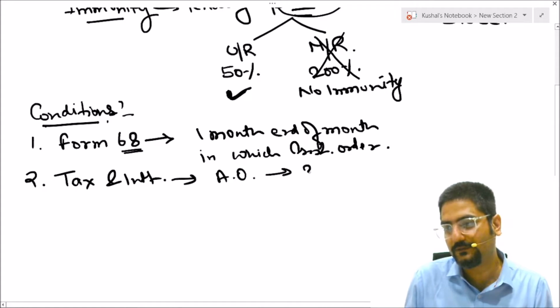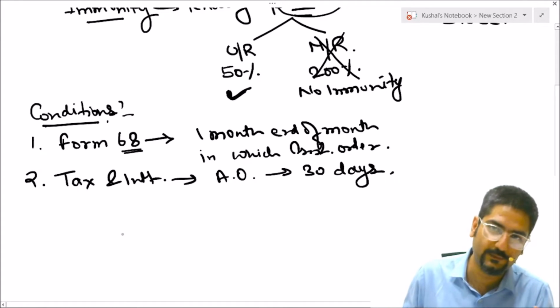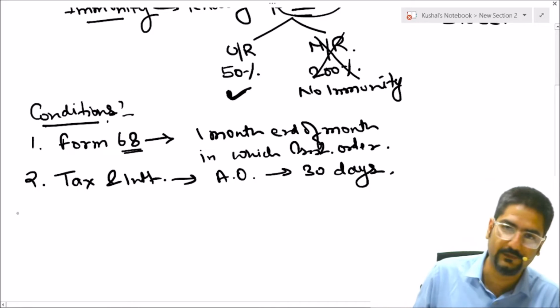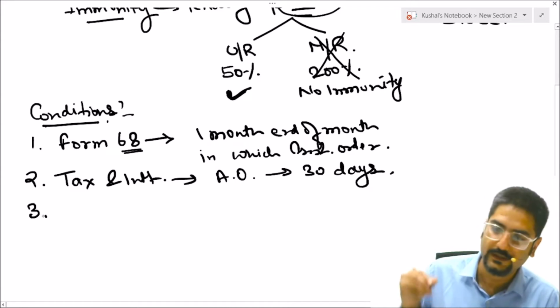The time limit is 30 days in all the cases. You have to make payment if you want to have immunity from the imposition of penalty for underreporting of income.